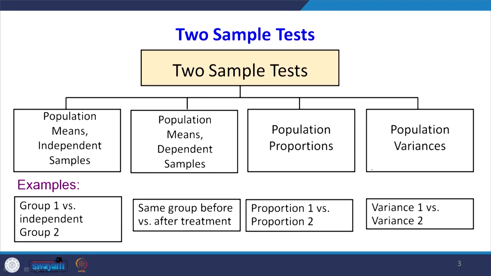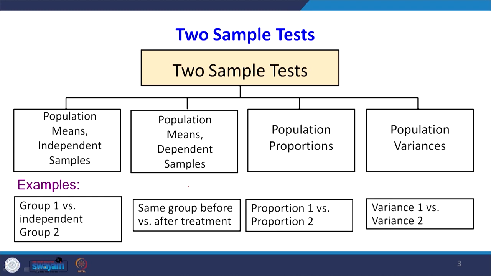This is the classification of different two sample tests. The classifications are: population means for independent samples, population means for dependent samples, population proportions, and population variances. In population means for independent samples, we compare group 1 versus group 2, so both populations are independent. In population means for dependent samples, it is the same group before and after the treatment. So, these are dependent samples.